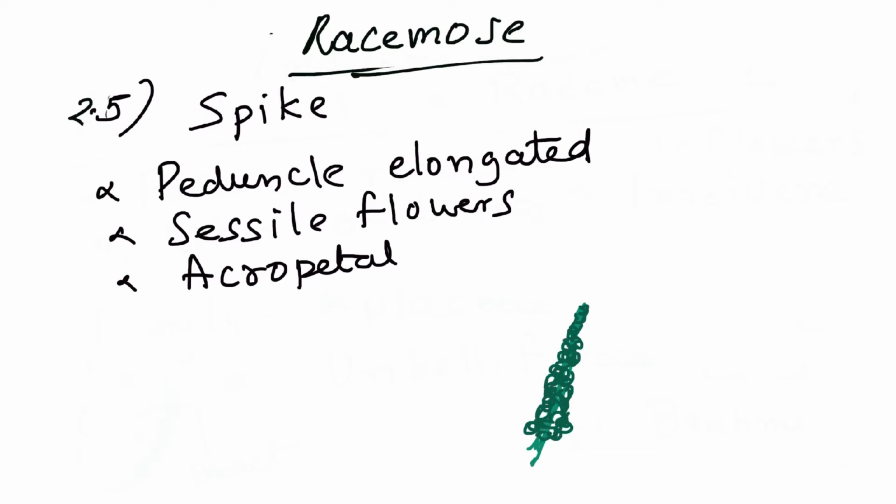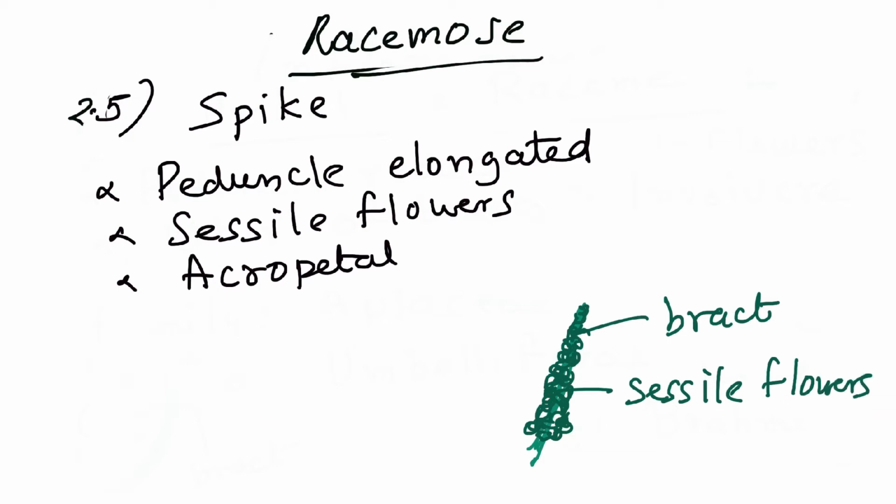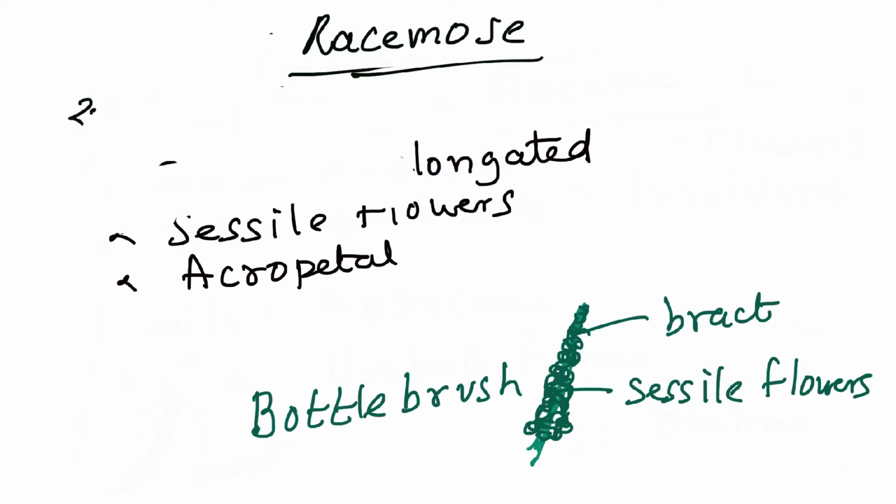From the diagram itself, we can see that it's quite a compact arrangement. The flowers are bunched together in a very condensed manner, and we can easily see that there are bracts in between the flowers. So that's also very important. A notable example is bottle brush.